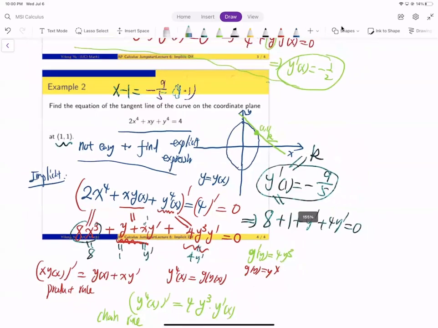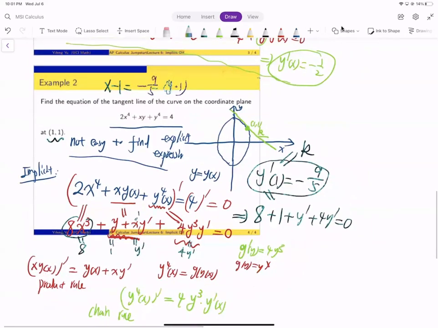Now you see the advantage of implicit differentiation. All you need to do is take the derivative of the equation without explicitly solving the equation.